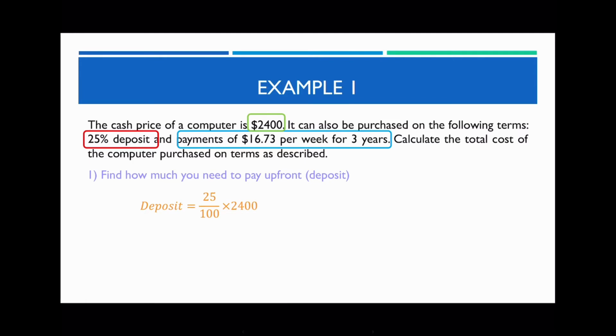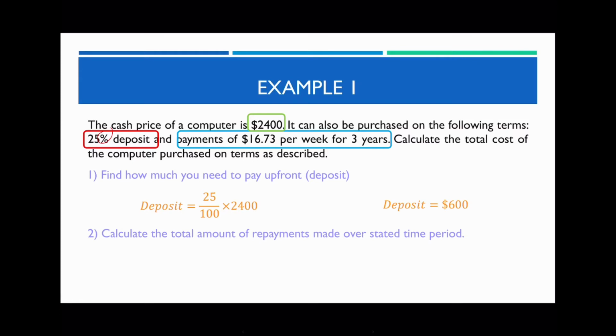So in this case, I'll go 25 over 100 because remember the percentage means out of 100. So 25 over 100 multiplied by 2,400. If you do this, then you've paid $600 up front. Now, our second step is to calculate the total amount of repayments that you've made over the stated time period. So in this case, over 3 years.